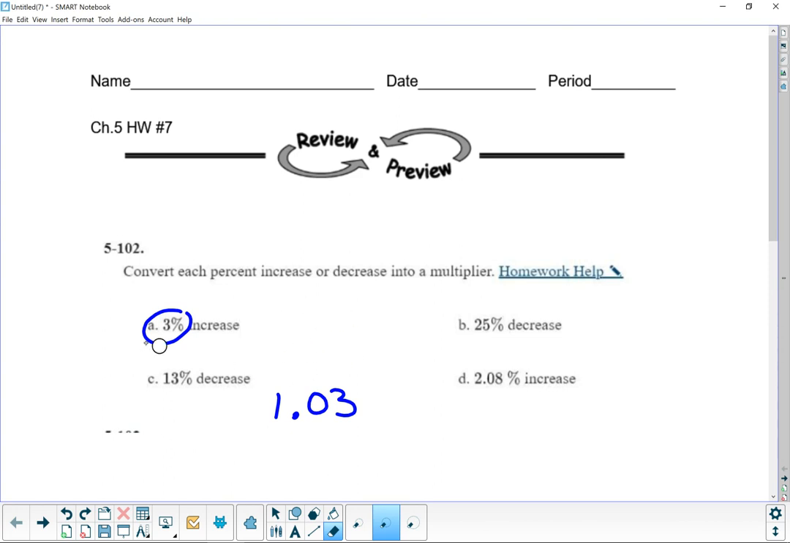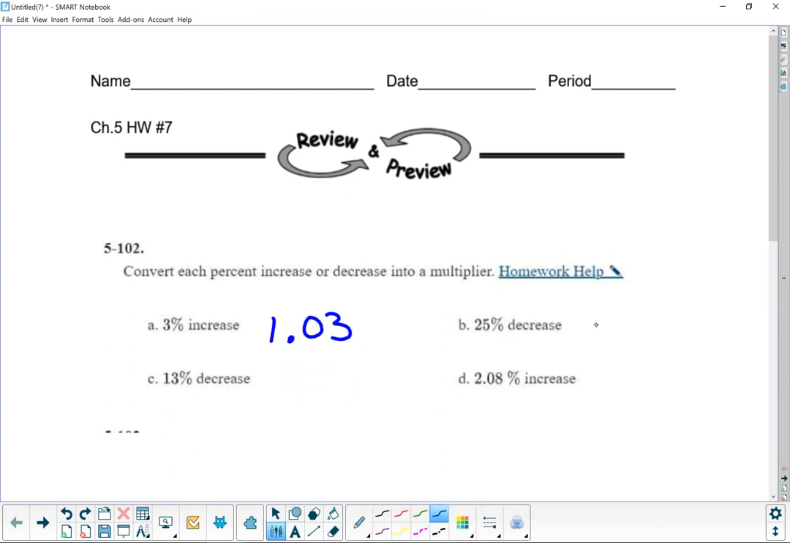We're going to do the same thing with the decrease, except it's going to be a subtraction. On B, we still have the 1, which keeps the previous term the same, like adding the previous term back to it. But since it's a 25% decrease, we're subtracting 0.25. So this actually gets us 0.75.